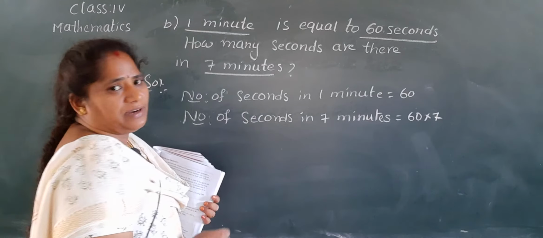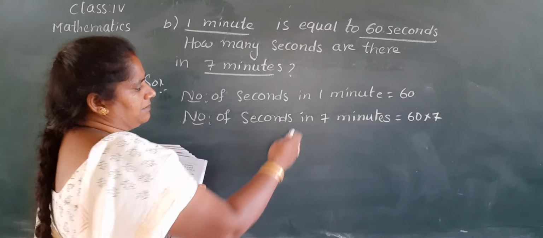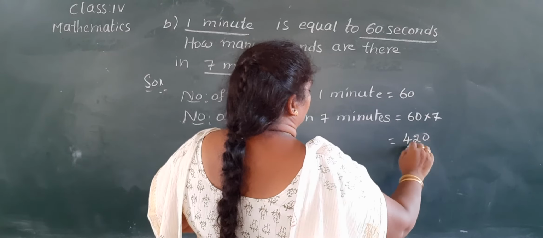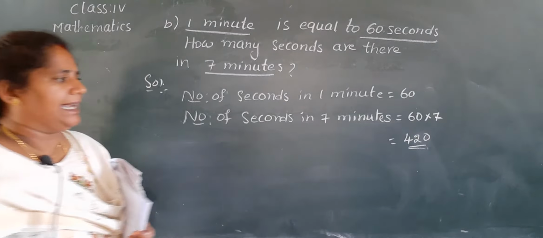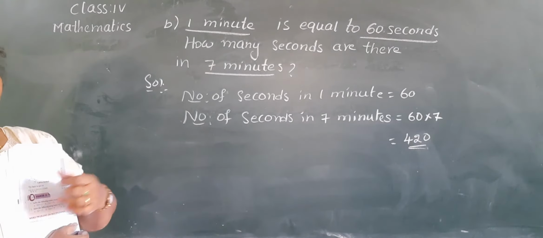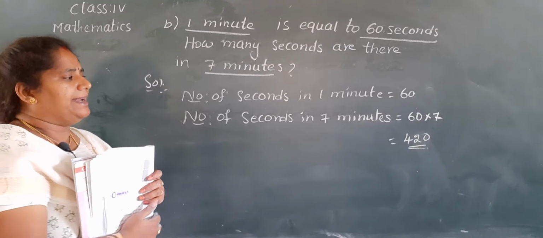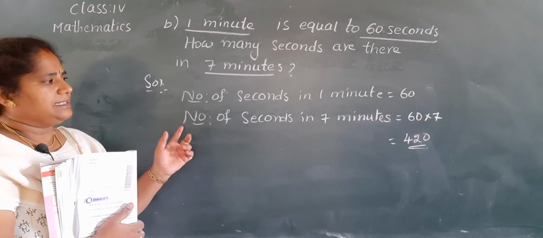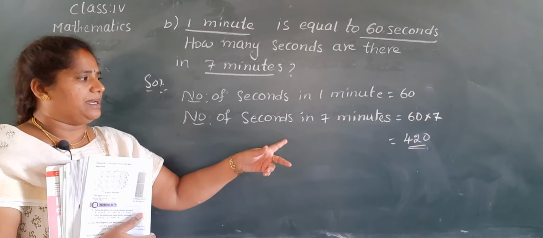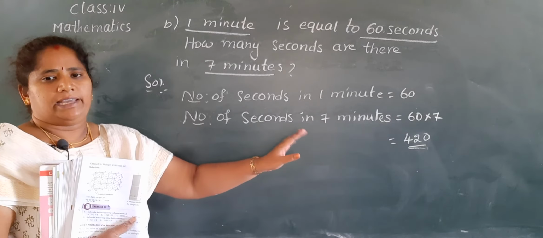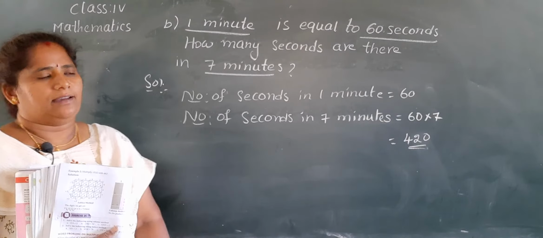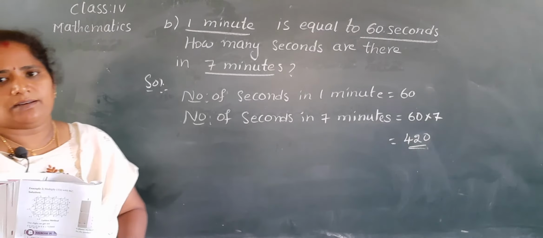So one item is given and we have to find more items, that means 7 items. 7 6s are 42. So totally 420 seconds are there in 7 minutes. How many seconds? 420 seconds are there in 7 minutes. Okay, ma? Yes, number of seconds in 1 minute equal to 60. Number of seconds in 7 minutes equal to 60 into 7. Here the mathematical operation we use is multiplication, Nana.